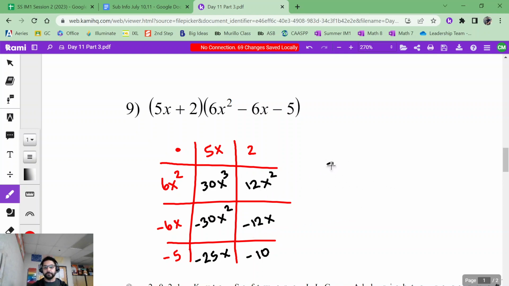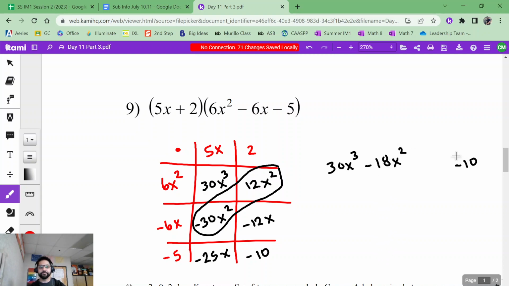Remember, first term stays the same. Last term stays the same. It's the diagonals we want to observe. So if you want to do one at a time, 30 subtract 12, keep the negative sign. So we got negative 18x squared. Both are negative for this one, which means you add them together. 25 plus 12 is 37. Keep the negative sign, so negative 37x.